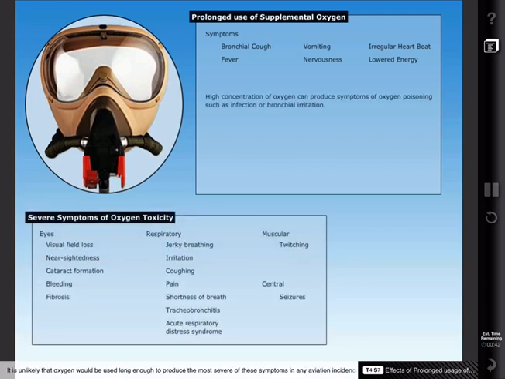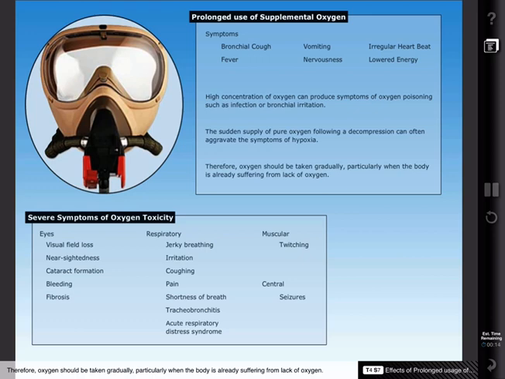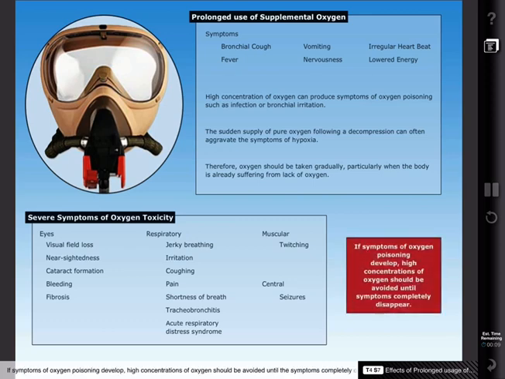It is unlikely that oxygen would be used long enough to produce the most severe of these symptoms in any aviation incidents. However, prolonged flights at high altitudes using a high concentration of oxygen can produce some symptoms of oxygen poisoning, such as infection or bronchial irritation. The sudden supply of pure oxygen following a decompression can often aggravate the symptoms of hypoxia. Therefore, oxygen should be taken gradually, particularly when the body is already suffering from lack of oxygen. If symptoms of oxygen poisoning develop, high concentrations of oxygen should be avoided until the symptoms completely disappear.